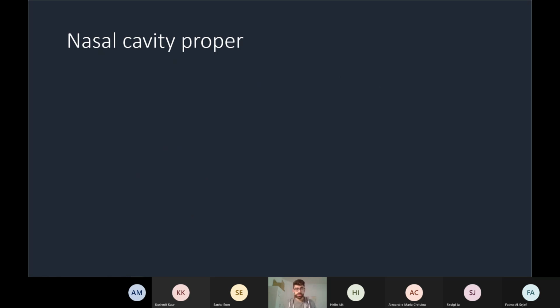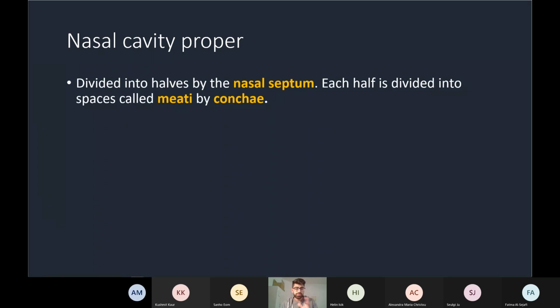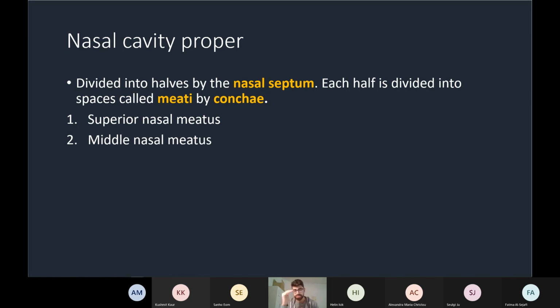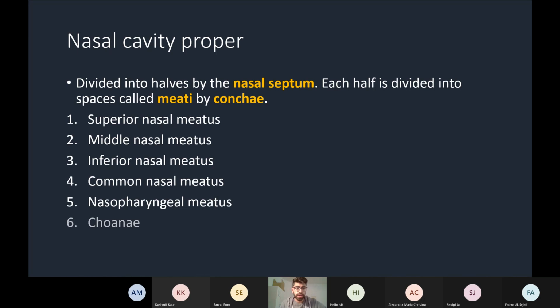Okay, so let's go into a bit more detail about the nasal cavity proper. It is divided into two halves, like I said, by the septum, and each half is divided into spaces. These spaces are called meatuses, or singular, meatus. The spaces themselves are divided by solid projections from the lateral wall towards the midline, and these are called conchae.